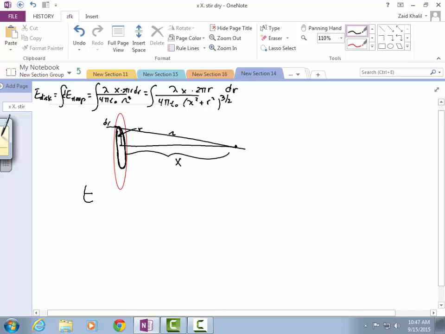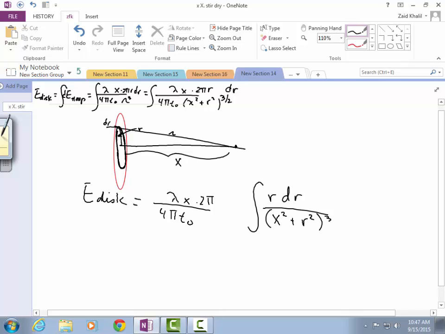And so we have E disk is equal to lambda x over 4 pi epsilon 0, and then we have a 2 pi in the numerator, and then we have the integral of r dr over x squared plus r squared to the 3/2. Is there anything else I'm forgetting? I took out the 2 pi. All right. So now what?